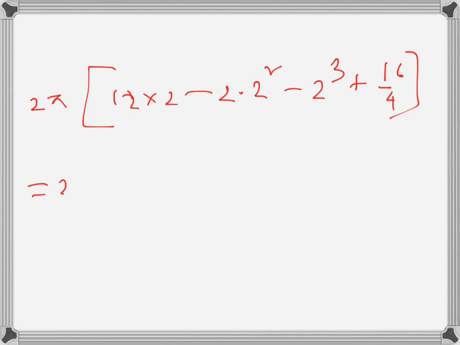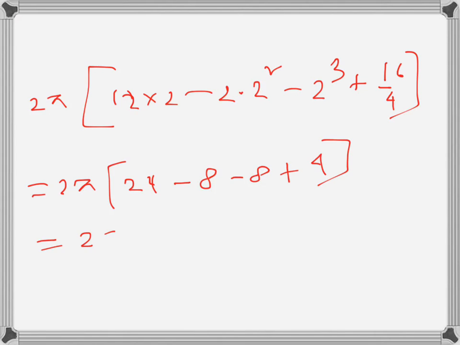So that's it. 2 pi here, 24 minus 8 plus 4, which is 28 minus 16, so that's 12. So 24 pi, that's the total volume, and the unit is cubic units. So that's the volume that is generated using the cylindrical shell method.